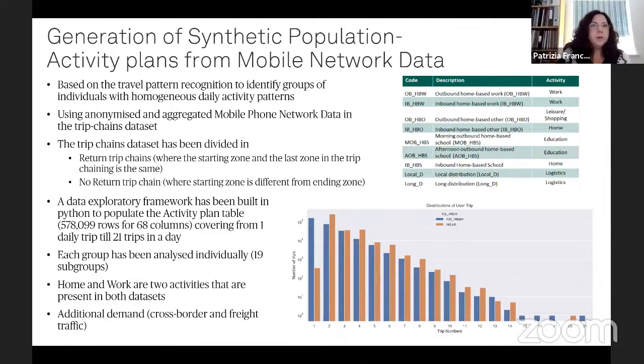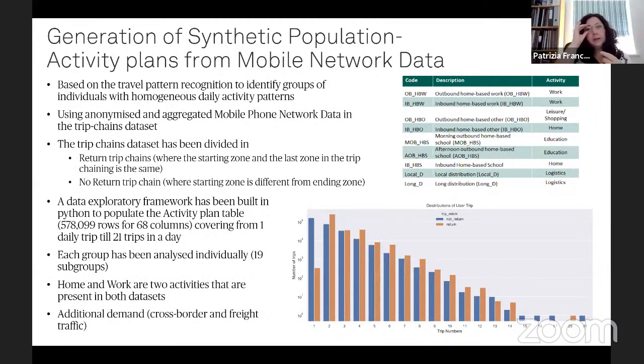The data exploratory framework then creates our daily plan table, which is made of 578 rows by 68 columns. And what we did is reassign for each group the purpose and mode of transport. In this way, looking at the origin destination matrix, you can understand well where home and work are. And thanks to the facilities and the type of travel patterns, we can understand different other types of purpose of travel. So we created six activities: home, work, leisure, education trips, but we've also been able to see the difference between local and long distribution of goods.